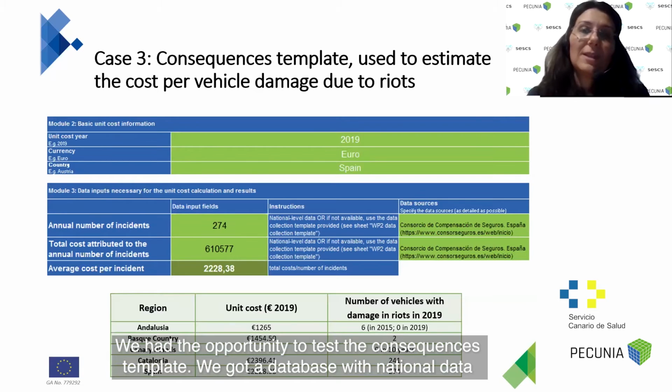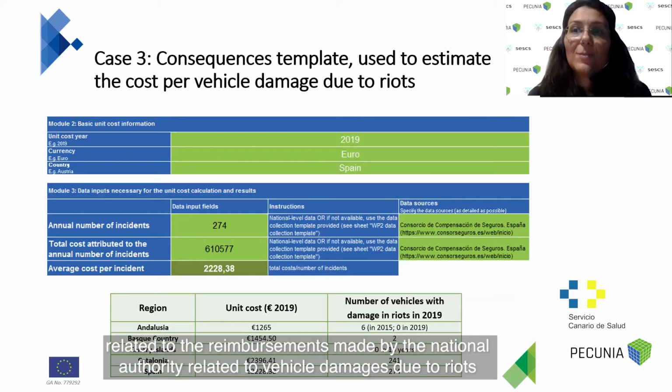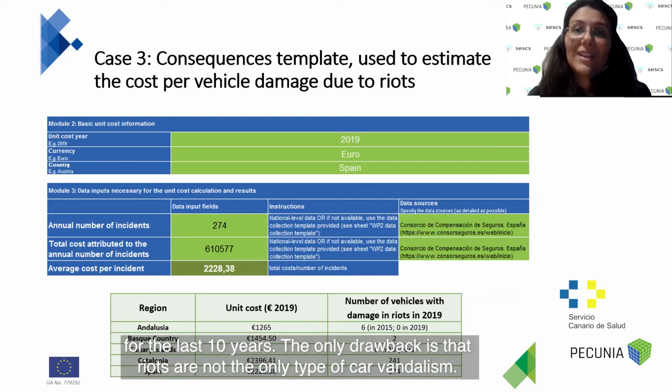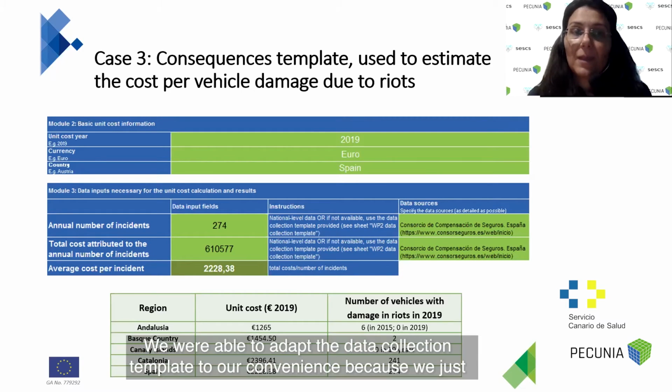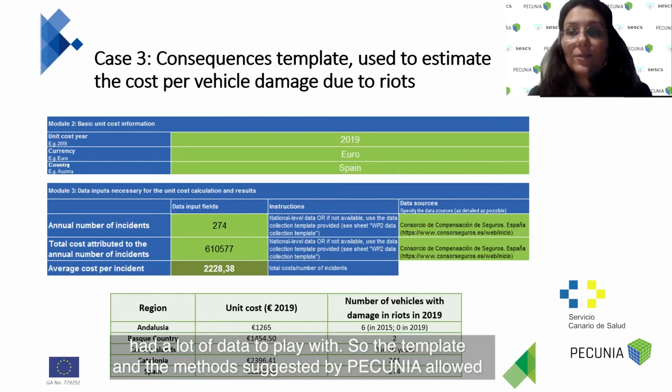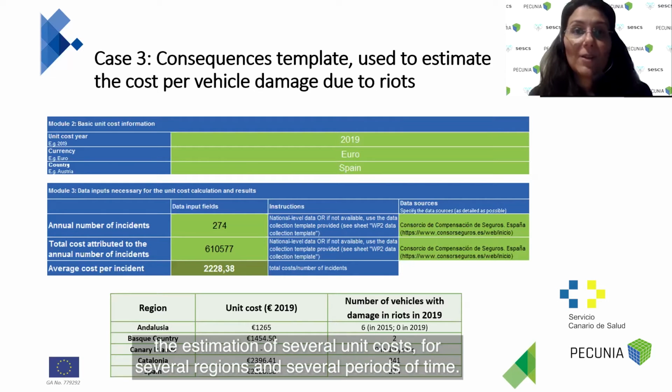We had the opportunity to test the consequences template. We got a database with national data related to the reimbursements made by the national authority related to vehicle damages due to riots for the last 10 years. The only drawback is that riots are not the only type of car vandalism. In the image, you can see the costing template with the estimated unit cost for Spain in 2019. We were able to adapt the data collection template to our convenience because we just had a lot of data to play with. So the template and the methods suggested by PECUNIA allowed the estimation of several unit costs for several regions and several periods of time.